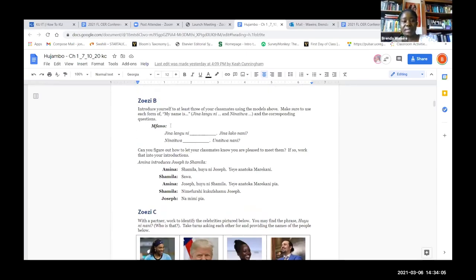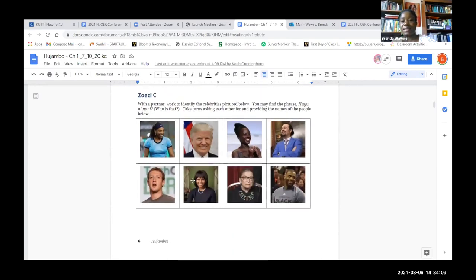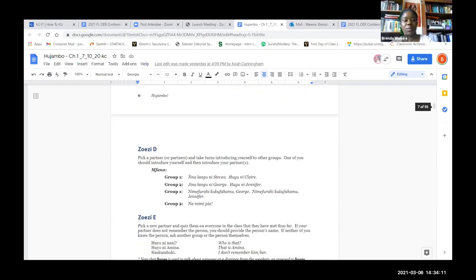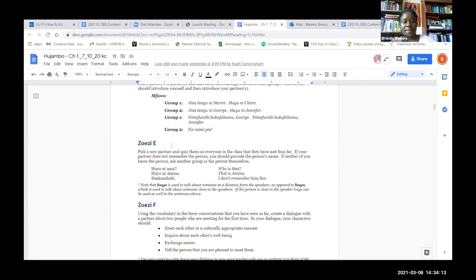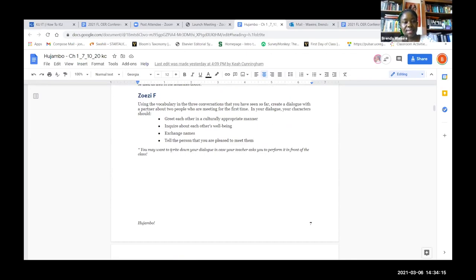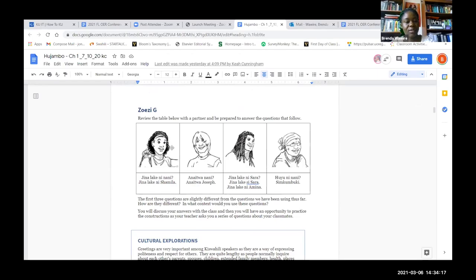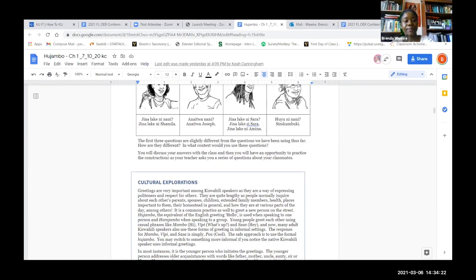So for example, this is interpersonal, this is presentational, the presentational mode. So it's just a variety of activities towards that. And then, yeah, these are just sample examples of activities.